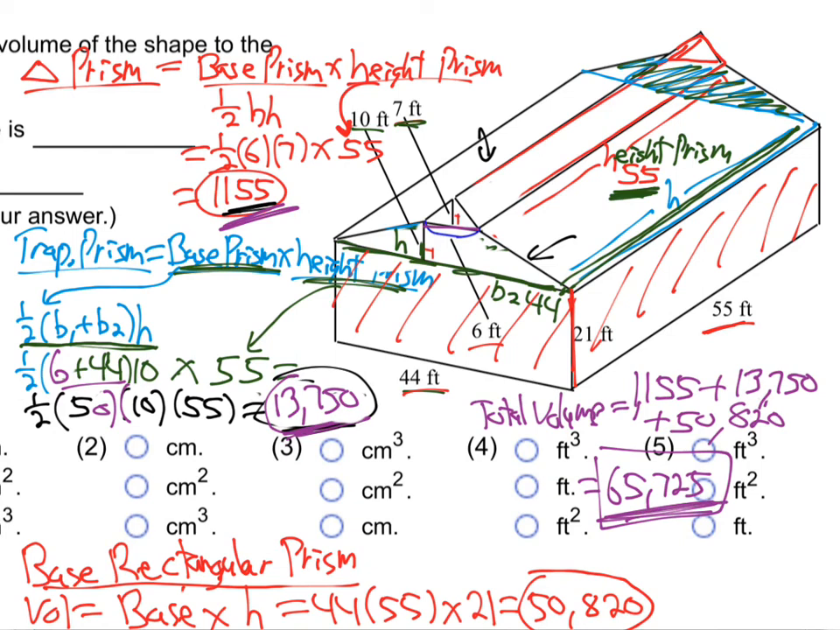So again, I messed up. The one part I messed up was over here when I did the trapezoid. The top base was only 6. I accidentally grabbed the 7, which was actually the height of that triangle. I didn't look close. So this is 6 for the top base and 44 for the bottom base. Base 1 plus base 2 added. 1/2 the two bases added times the height for that trapezoid times the height of the prism. There we go. Now it's correct.